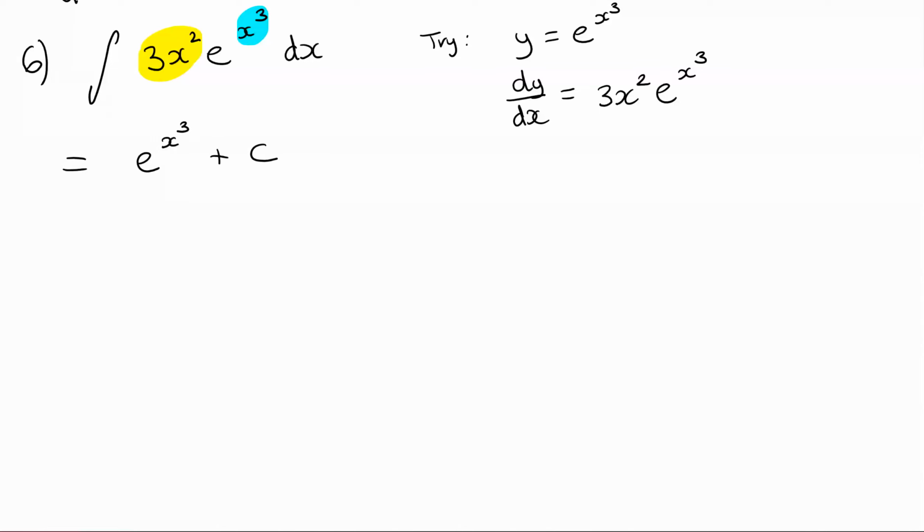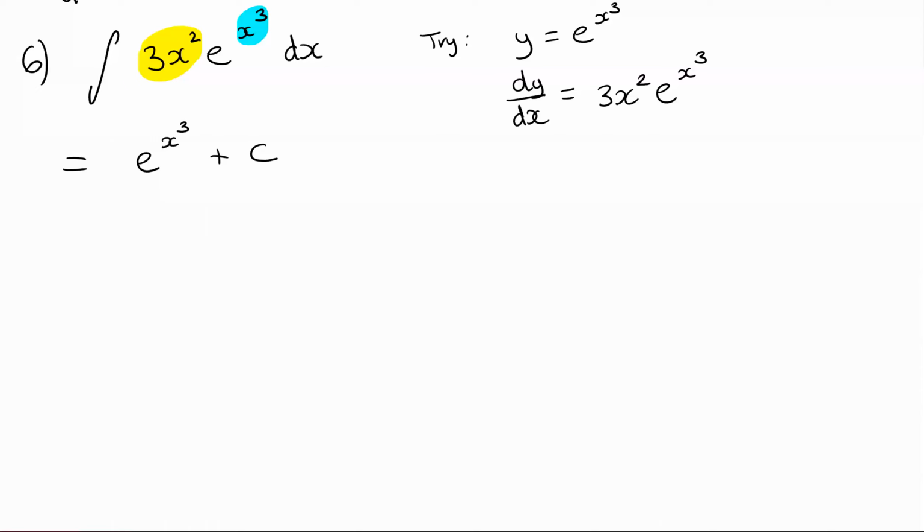Obviously, we need to put a plus c there as well. So if you integrate something, if you want to check it, then you can just differentiate it and you should get what you started. And we've proven on the right hand side there that if we differentiate e to the power of x cubed, we do get 3x squared times e to the power of x cubed.